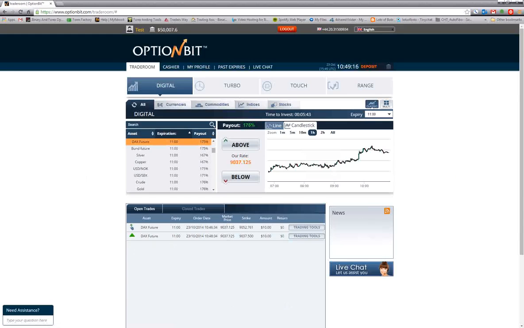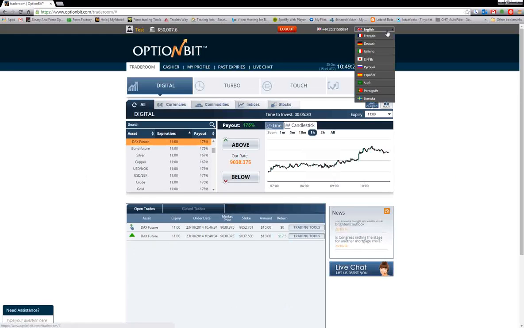Support-wise, what do they got? They got live chat, webmail, email, and a web contact form. And you can also phone them, which is kind of nice. Some brokers, for some reason, don't offer a phone. Language support. The website is available in 9 different languages. If you're listening to me, you're probably looking at English, but it's there. I covered it.